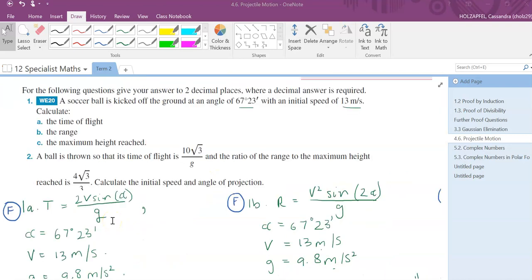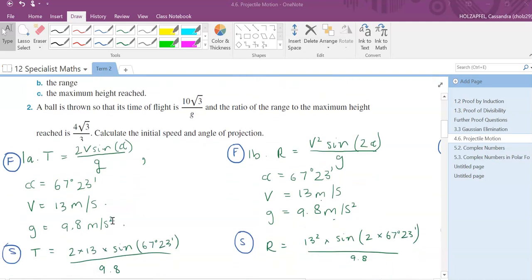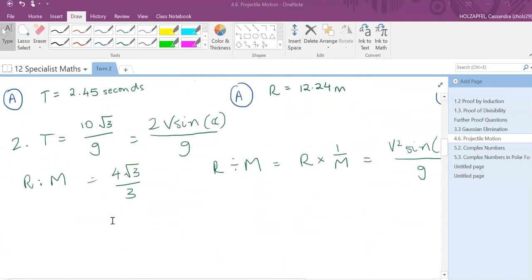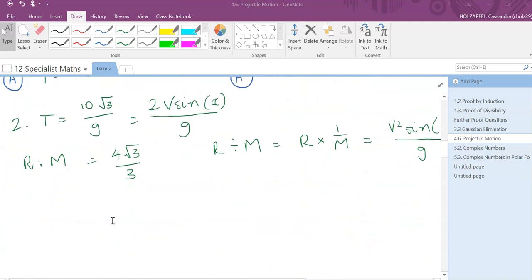Let's now have a look at question 2 here. So a ball is thrown so that its time of flight is 10 root 3 over g, and the ratio of the range to the maximum height is 4 root 3 over 3. Calculate the initial speed and angle of projection. Okay, so I've written this question down here and I've written that information. I should also write that they want us to find the angle of projection and they want us to find that initial speed or that initial velocity.